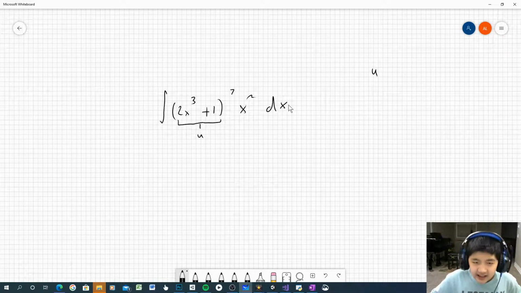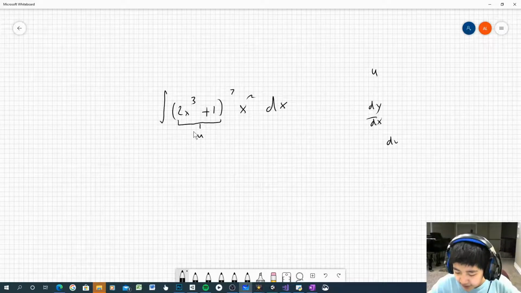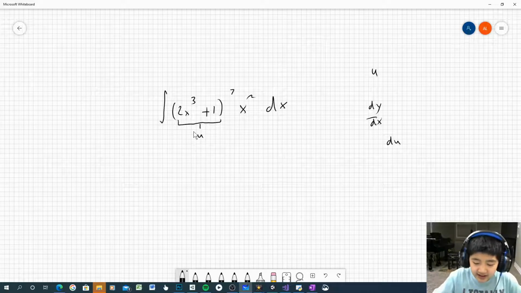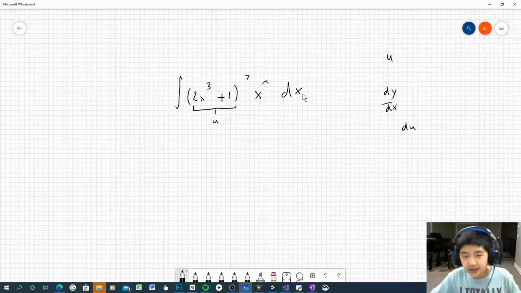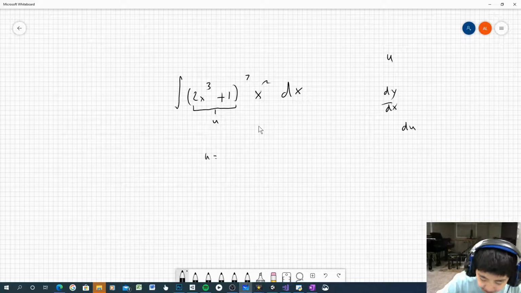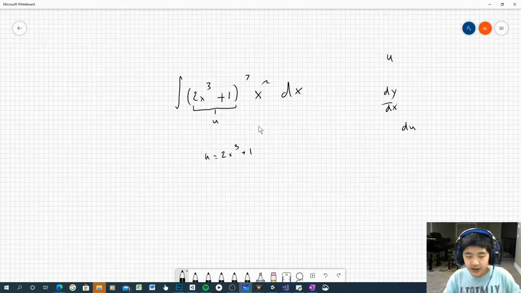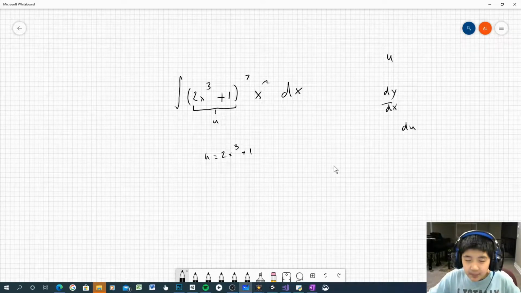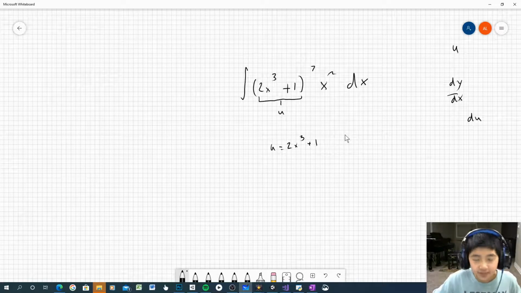And then comes the interesting part. Instead of dx, we want it to be du, because in our derivatives we had dy/dx. We wanted it to be an expression of du. But now we want this dx to become du, so we can replace it with the u. So how do we get this into du? Let's put down our u: u equals 2x^3 + 1. And then we would want to find what du is. But what exactly is du? Let's find that out.